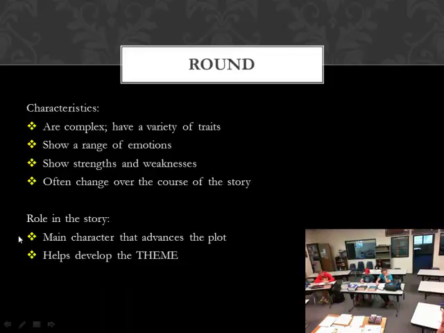And they help develop the theme as well. If you're looking for theme, and we all are this week, ask yourself, what is my round character doing? What conflicts are they given? What situations are they put in? Because that will help you find that theme. Because themes are tricky, and authors don't just state them. You have to be willing to hunt for it.